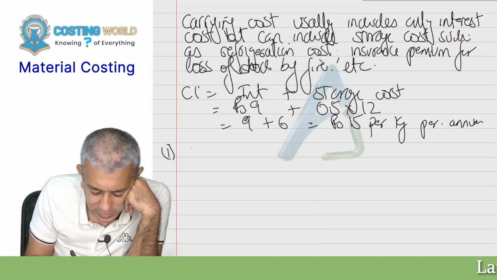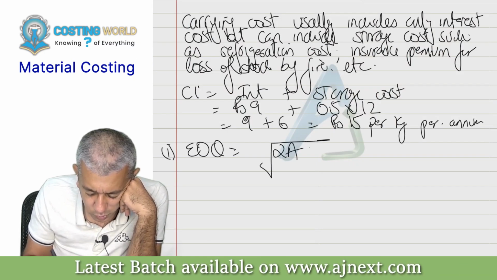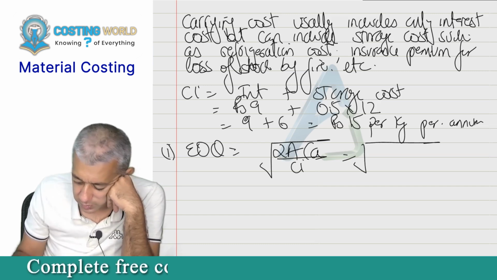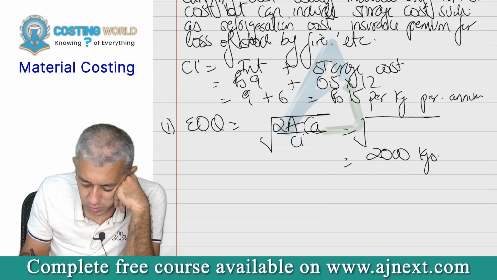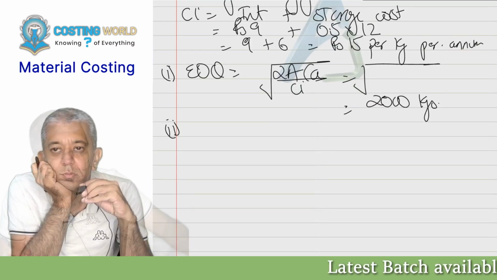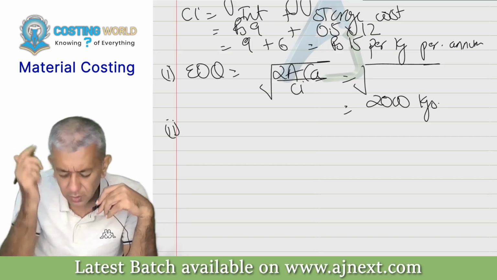So let's compute. Everything is all over. Square root of 2 A CA upon CI. Compute it. Answer 2000 kgs. Done, beta? Yes, sir. Now this is your first part.